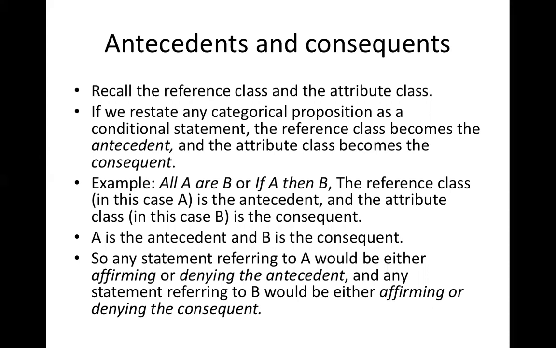Example, all A are B, or if A then B. The reference class, in this case A, is the antecedent, and the attribute class, in this case B, is the consequent. A is the antecedent and B is the consequent. So any statement referring to A will be either affirming or denying the antecedent. And any statement referring to B will be either affirming or denying the consequent.